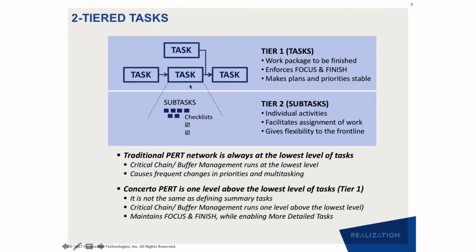What it means is many things, but just to make sure there's no confusion: in the traditional PERT network, so for example, if you pick up Primavera or Microsoft Project or any other software, the traditional PERT network critical path is always running at the lowest level of the task. With a two-tier task structure, your critical chain does not run at the subtask level. You can put the subtasks in, but your critical chain still runs at the task level. And this is the trick.